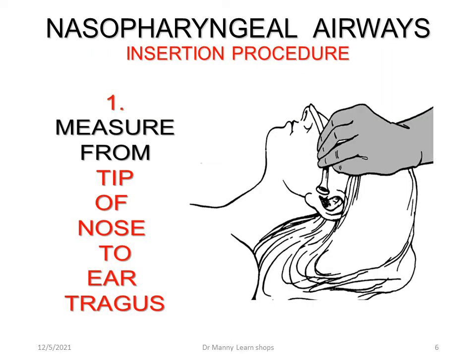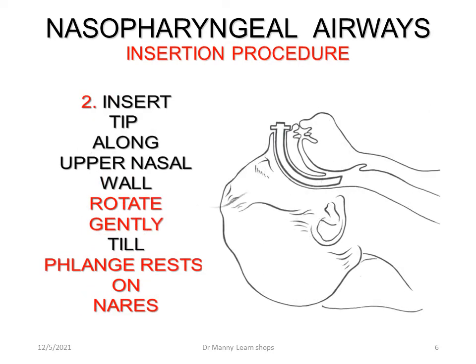Now, the insertion procedure is to measure the nasopharyngeal airway from the tip of the nose to the tragus of the ear. Then you insert the tip, well lubricated, along the upper nasal wall and rotate it gently until the flange rests on the nares. And it's typically secured.